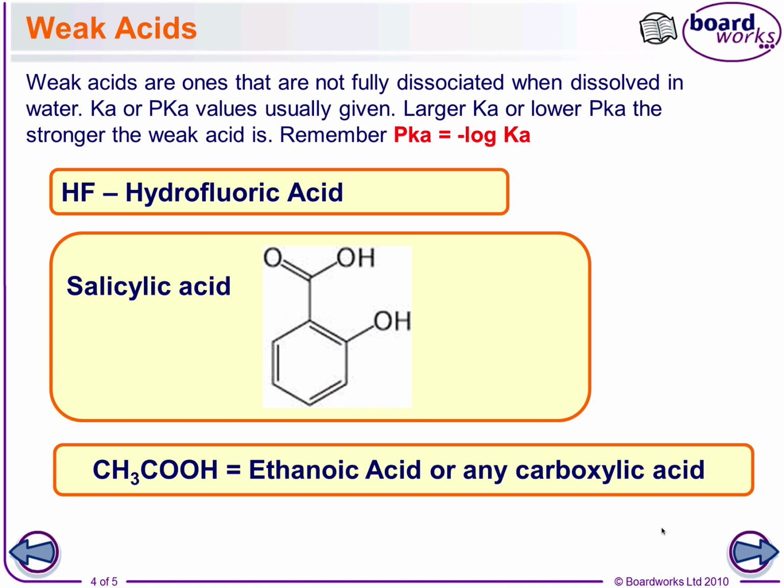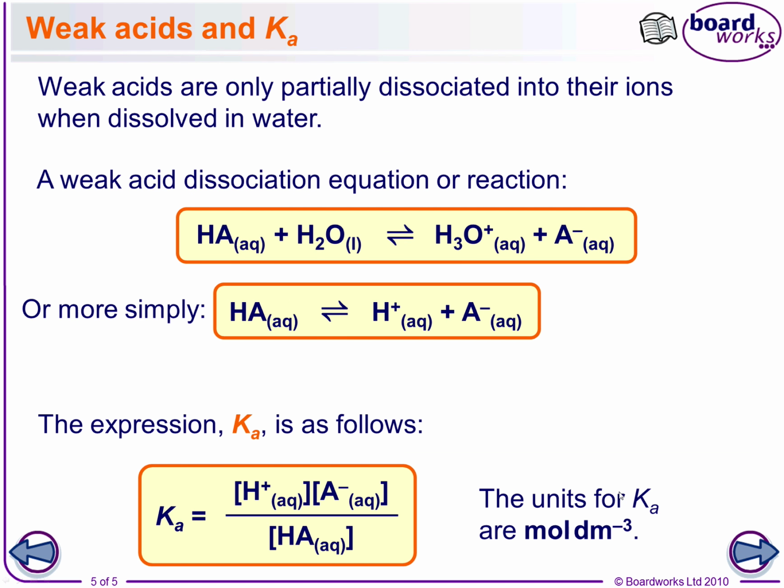And your hydrofluoric acid, salicylic acid, and any carboxylic acid will be classified as weak. Now, with weak acids, you could be asked 2 things. You could be asked to write a dissociation equation, or you could be asked to write a Ka expression. We'll deal with the dissociation equation first. Now, on the screen I've given an example of a dissociation equation with HA. HA plus the H2O gives the 2 constituent ions. Now, that can be simplified to the second equation without the water. Both of those are accepted in the exam.